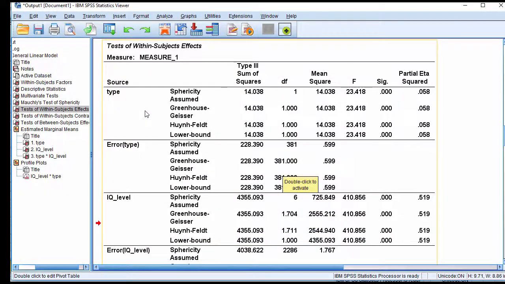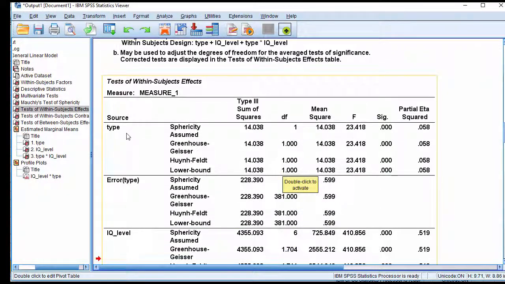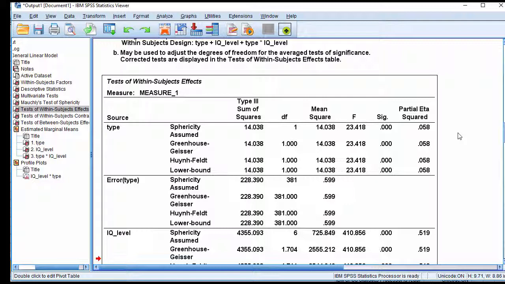So the relationship type, partnership versus sexual relationship only, is statistically significant, 23.418, p less than 0.001, and partial eta squared equal to 0.058. So I could suggest that 5.8% of the variability in desirability ratings is accounted for, or was accounted for, by relationship type, controlling for or excluding the covariance across conditions. And that's with 1 and 381 degrees of freedom that this F value is statistically significant.